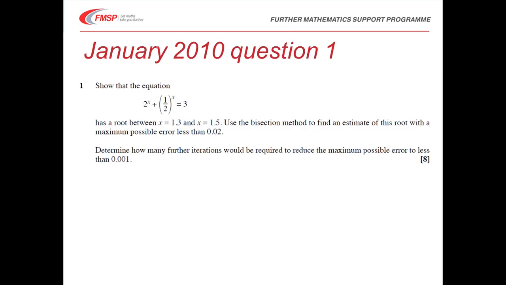So what I'm going to do is look at a few questions, and our first question comes from January 2010 and it's the first question on the paper. So the first thing we're asked to do is to show that that equation has a root between 1.3 and 1.5. Once we've done that, we're going to use a bisection method to get an estimate, and it uses the phrase which is very particular to the bisection method where it talks about the maximum possible error. Once we've done that, it's going to ask us to think about what we'd do if we carried this on a little bit further and we wanted to reduce that maximum possible error.